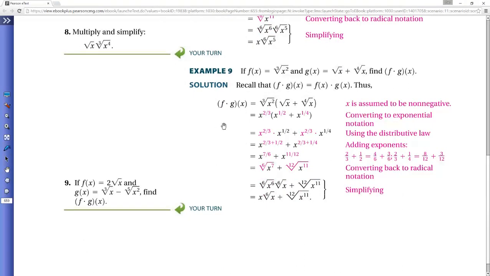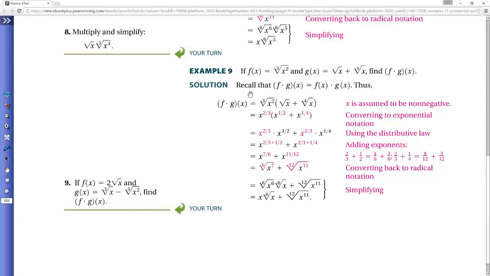Example 9, they give us a function here, and they have two functions. Again, this is function notation. We have f of x equals the cube root of x squared, and g of x equals the square root of x plus the 4th root of x. And they want to find out, when I multiply these functions together, what is my result? Or find f times g of x.